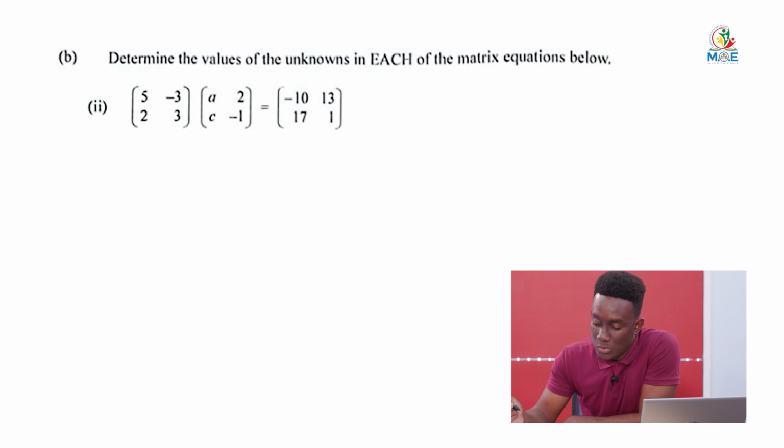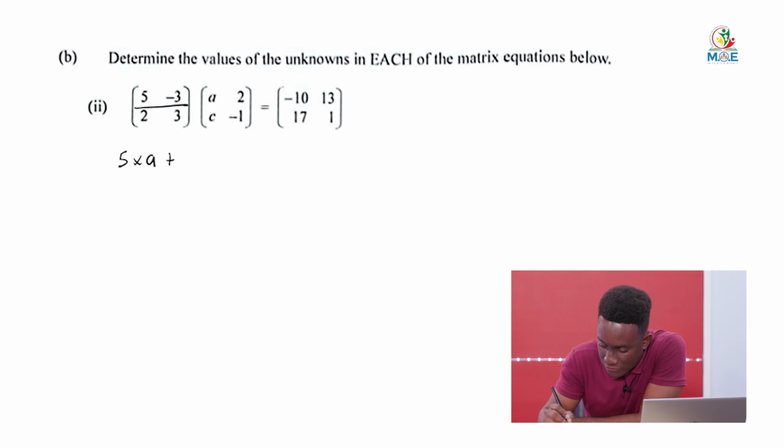So the next question says, determine the values of the unknowns in each of the matrix equations below. So we want the values of the unknown here. As you can see, we have unknowns here. So let's do row by column, since this matrix is multiplying this matrix. So this will be first row, 5 multiplied by a plus negative 3 multiplied by c. Remember, we're dealing with these two unknowns, so we'll have two sets of multiplication that will deal with these two sets of unknowns.